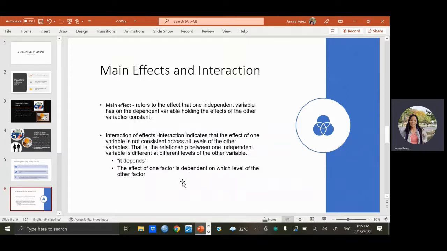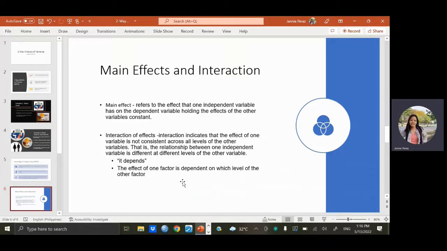When you say main effect, it refers to the effect that one independent variable has on the dependent variable, holding the effects of the other variables constant. Okay, so when you say main effect, it refers to the effect of an independent variable on the dependent variable separate from the effect of the other variable. Alone, on its own, we investigate the effect of one independent variable on its own on the dependent variable.